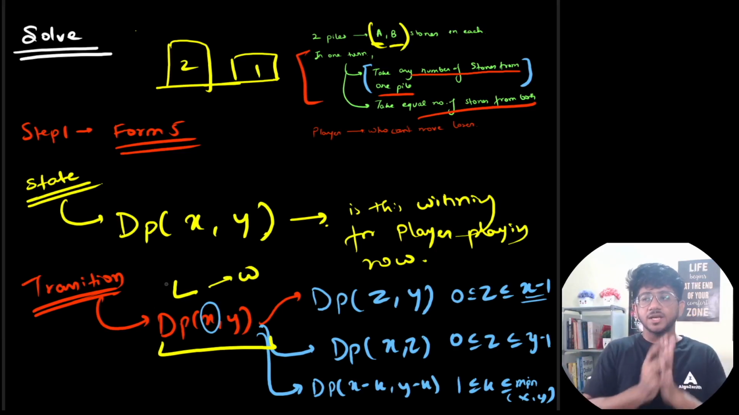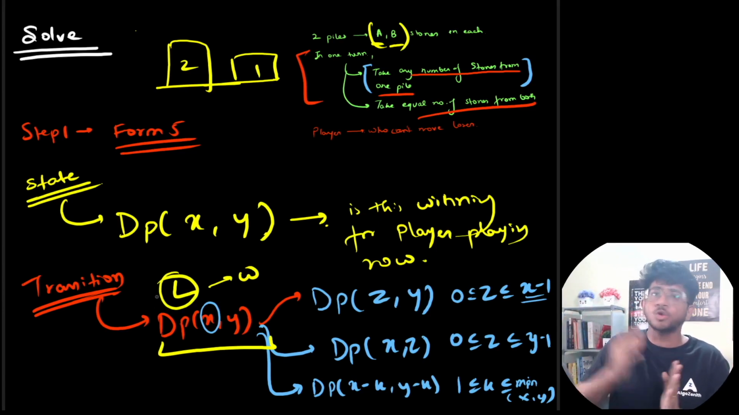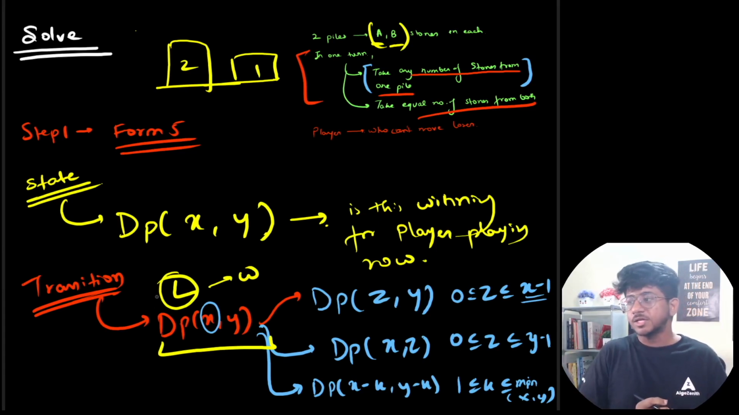That's the logic, right? If any one of these is a losing state, then you can push your opponent to a losing state. So you are going to win. So by default, in game DPs, we initialize things with losing state. And if you can throw your opponent in a losing state, then you are winning, right? So this is how we go ahead and see the transitions in this particular problem.